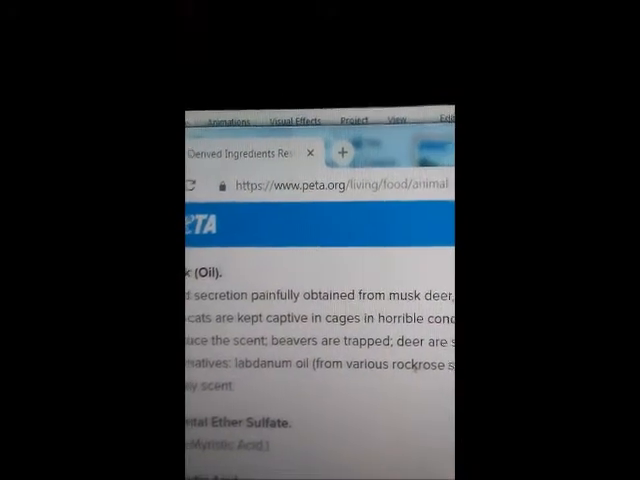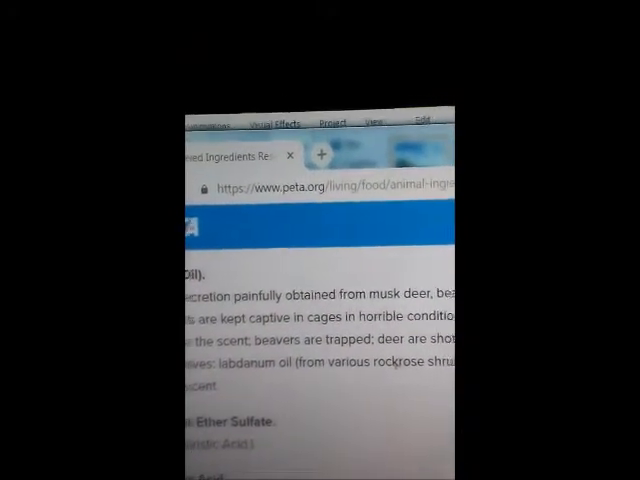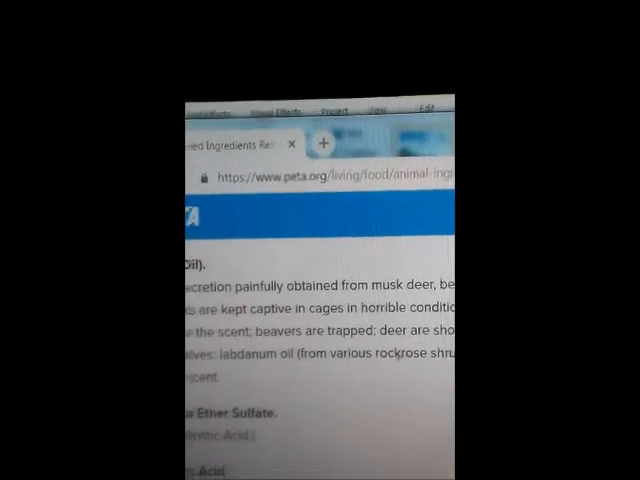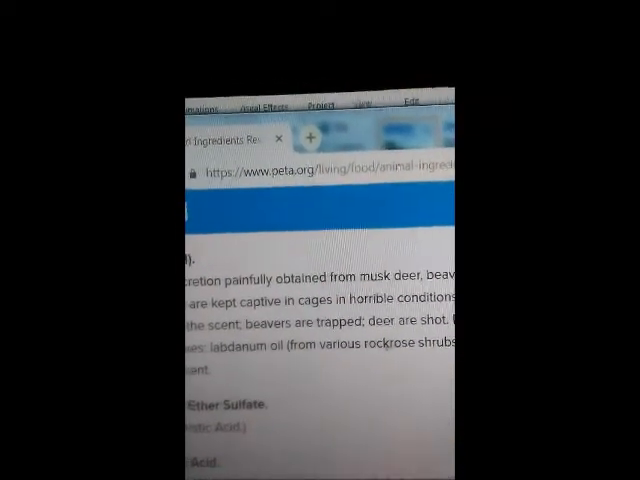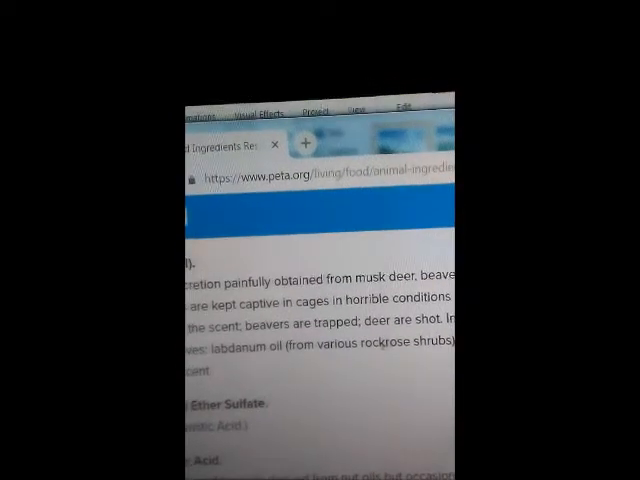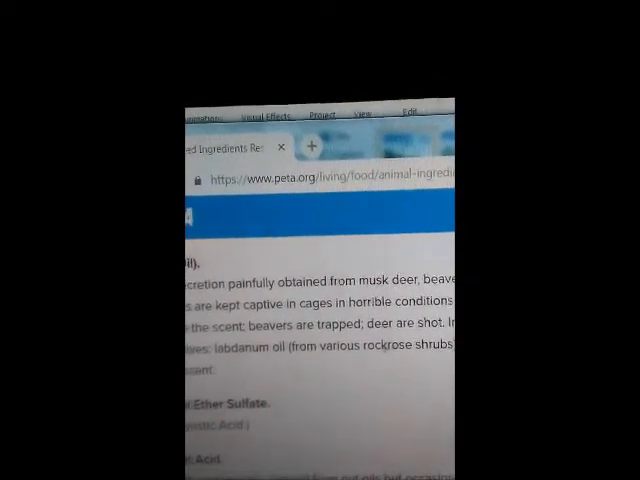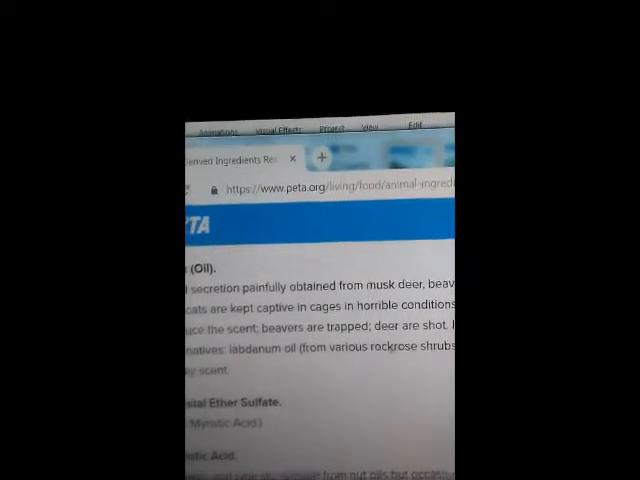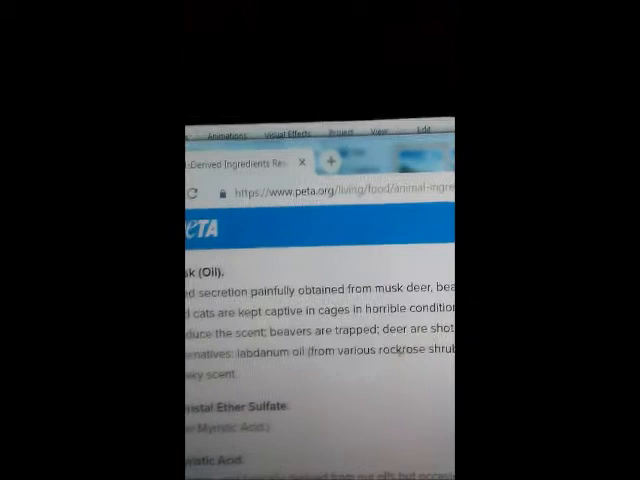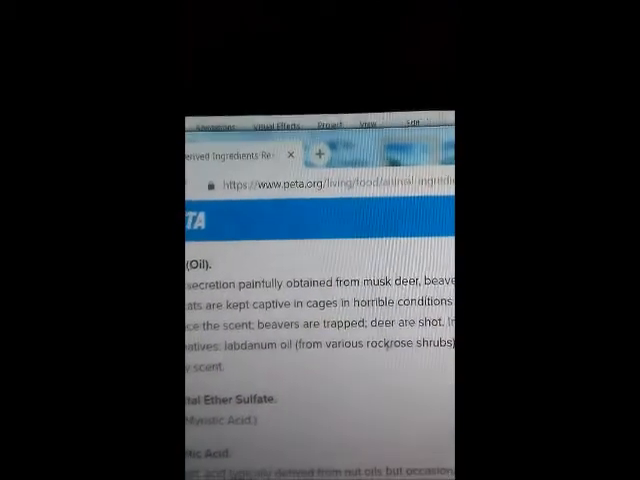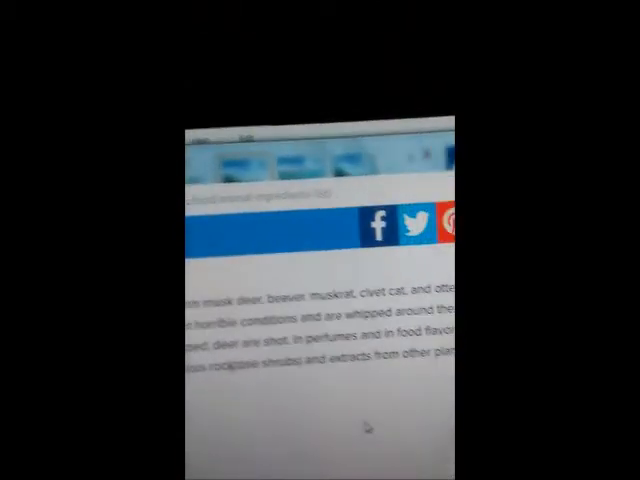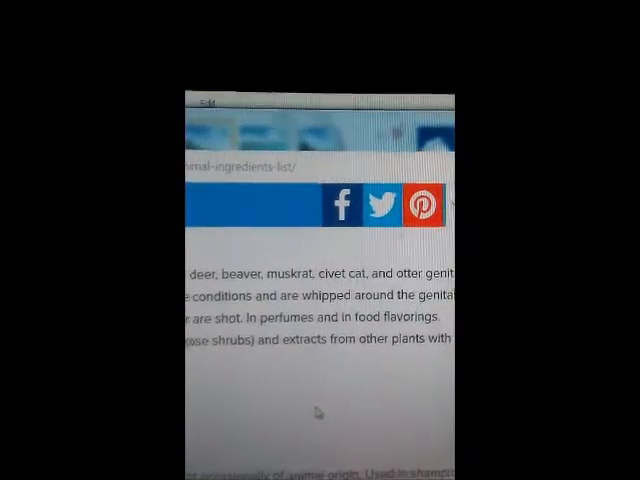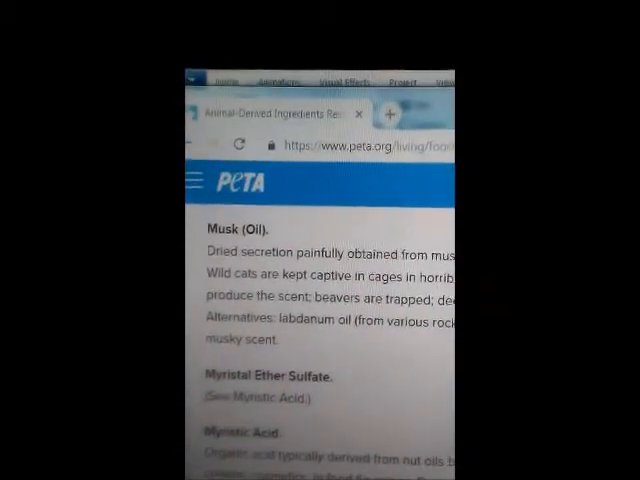Alternative, and you gotta think about your ice cream when it says natural flavoring. When you get these ice cream stuff that y'all be eating and think if it's not GMO or organic or vegan, guess what? You're eating this, okay? From beaver genitals, beaver secretion. It's just nasty. Okay, in perfumes and food flavorings, alternatives: labdanum oil from various rockrose shrubs, and extract from other plants with a musky scent.